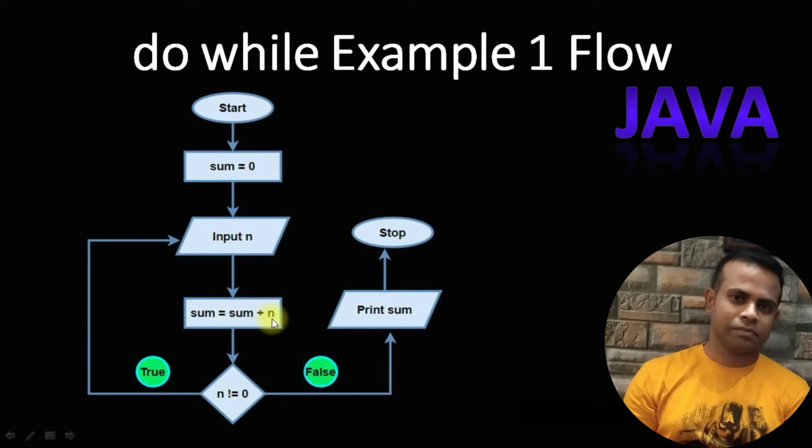Sum is equal to sum plus n. Previously the sum value is 0, then whatever value is entered by the user will be added here, and finally it will check if n is not equal to 0. That means if any value entered by the user is not equal to 0, then it will iterate the loop again. But if it is 0, then it will go to the false part, and finally, based on the number of values entered by the user, the summation will be printed here. So let's check this using Excel with some values, then we will create this program in Eclipse.